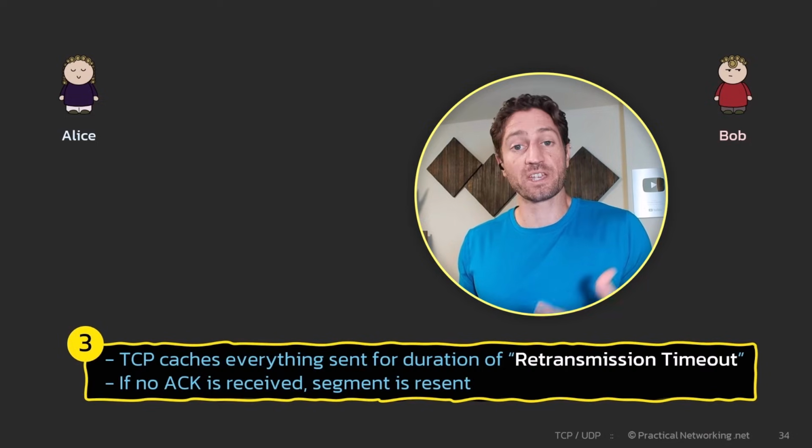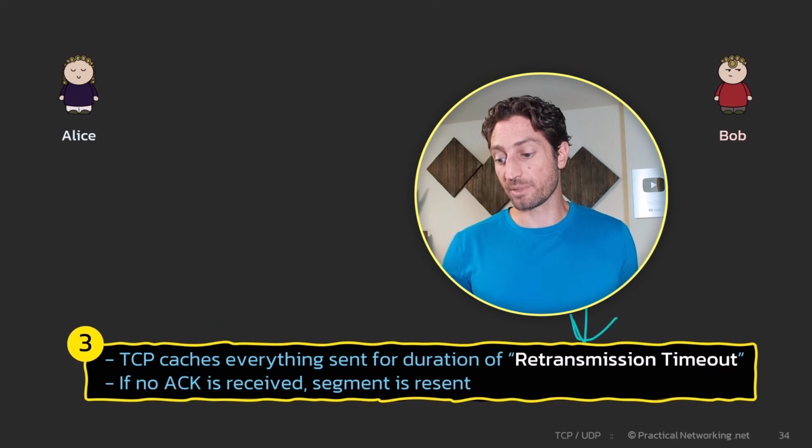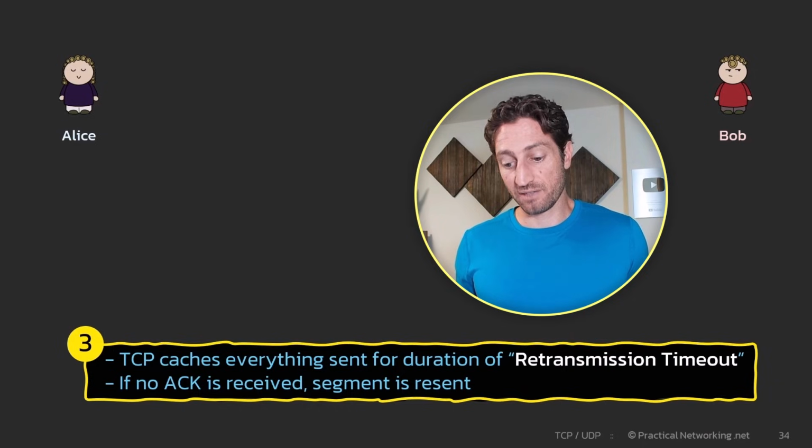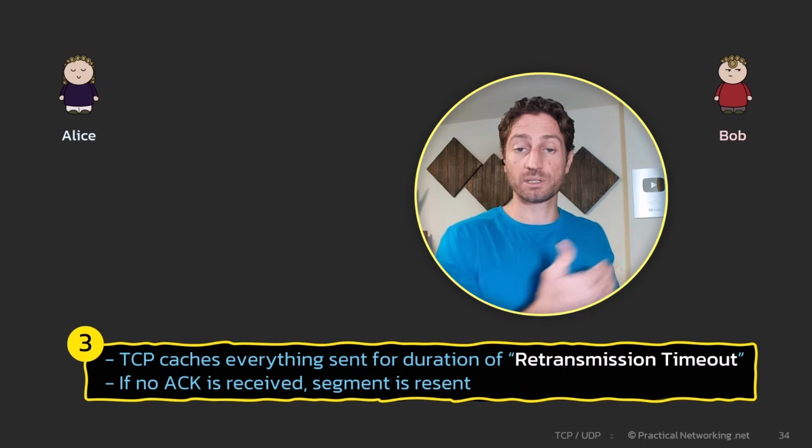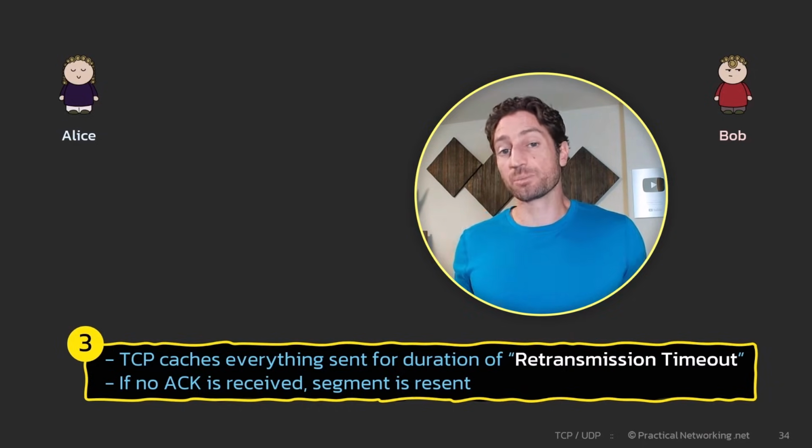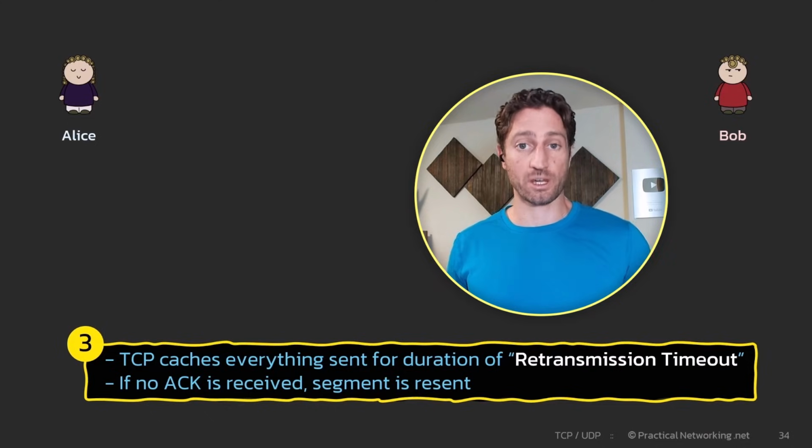Idea number 3 about TCP has to do with how TCP handles situations where packets are dropped on the wire between Alice and Bob. The way it works is every time TCP sends something, it's going to keep a copy of what was sent in cache for a duration known as the retransmission timeout. Then, if an acknowledgement is not received for the segment that was sent, the segment is simply going to be resent. Here's how that works.